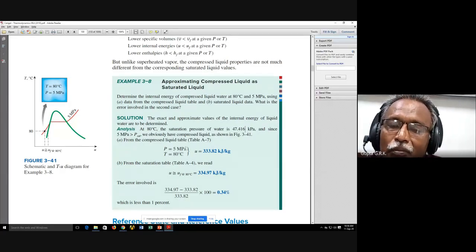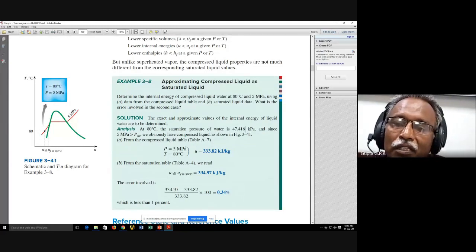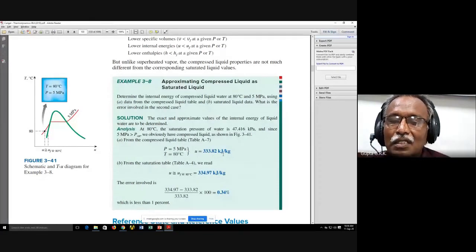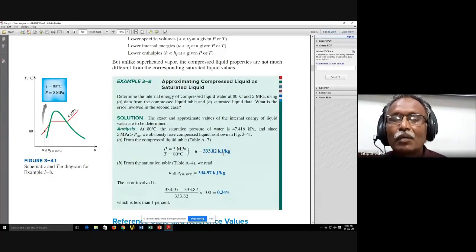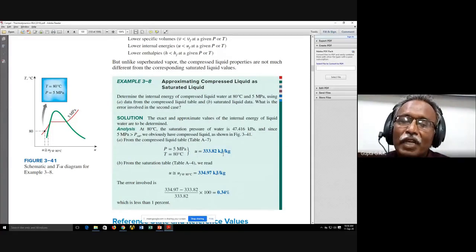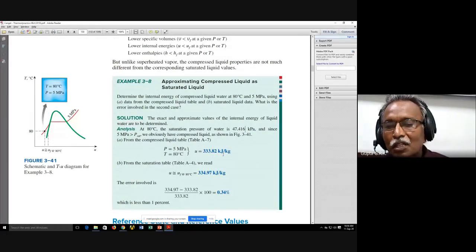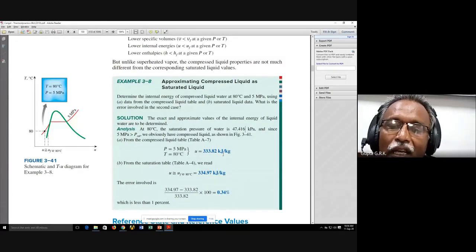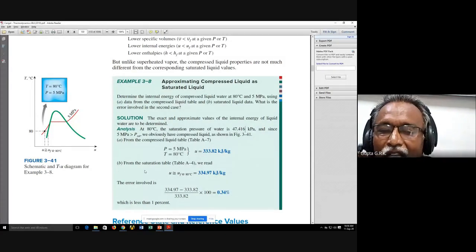So for 5 megapascal, you go to the 5 megapascal table and temperature is 80 degrees centigrade. I can find out what is the internal energy. Okay, this is directly seeing the values from the compressed liquid tables. For approximation, many times some tables, books may not have compressed liquid tables. So then I have to calculate from the saturation table.